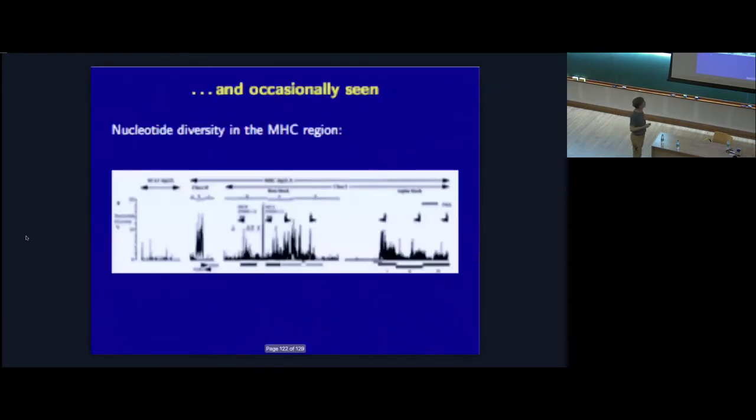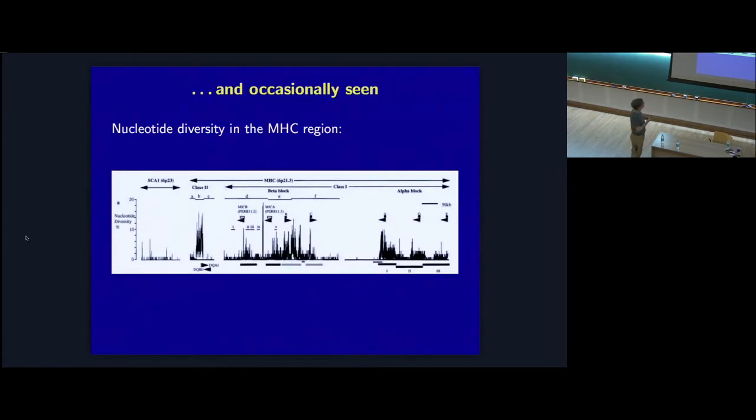So do you ever see this? Well, yeah, you do in the MHC region. In the MHC, you see nucleotide diversity here. Nucleotide diversity in the human genome typically is on the order of a fraction of a percent, like 0.1%. In the MHC region, you have like 10% nucleotide diversity. Now, this is cheating slightly because the MHC has multiple sites under selection, and there's suppressed recombination that causes the whole thing to go up.